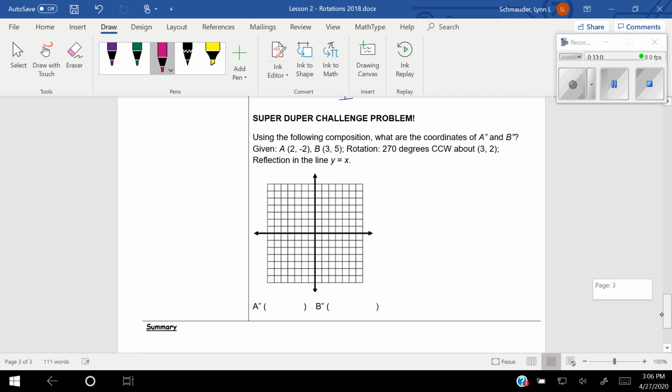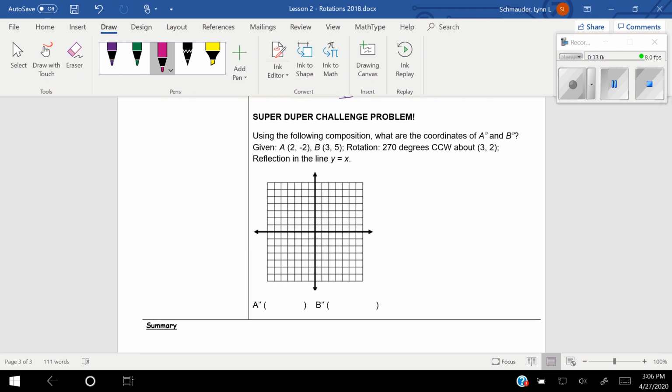All right, here's your super duper challenge problem. I'm going to give you a big hint, okay, since we're not actually having school and you can't talk to someone else about it. Remember how I told you the rules don't really apply unless our center of rotation is the origin. So this center of rotation is 3, 2. So I'm going to put it up here, 1, 2, 3, 1, 2. So there's our center of rotation.